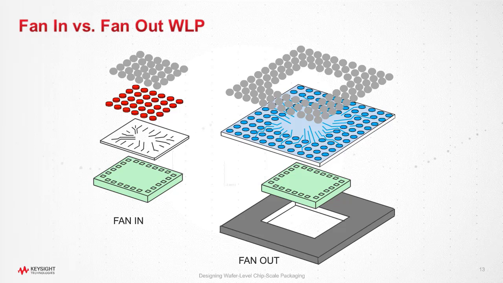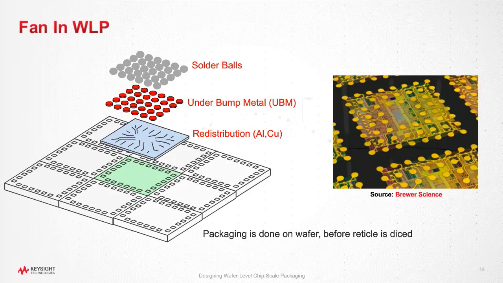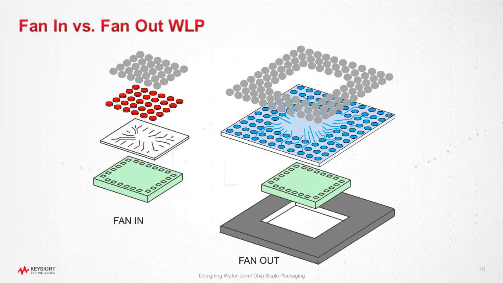So the two types are fan-in and fan-out, and I've got some graphics here. Fan-in wafer level package is done directly on the wafer before the reticle is diced. So we don't even dice the reticle yet. Instead, what we do is apply a redistribution technology and then an underbump metal, and then we put solder balls on top. So essentially, we take those really small bond pads on the chip and we route them to solder balls, which we can later flip onto a package. So this is done on wafer before the reticle is diced. Pretty straightforward, this one.